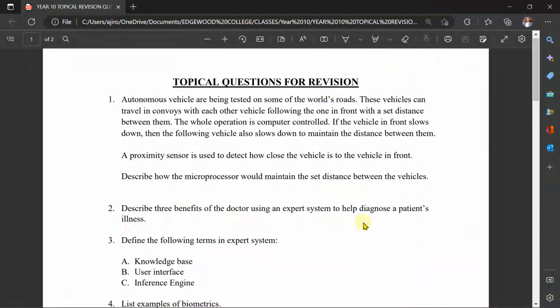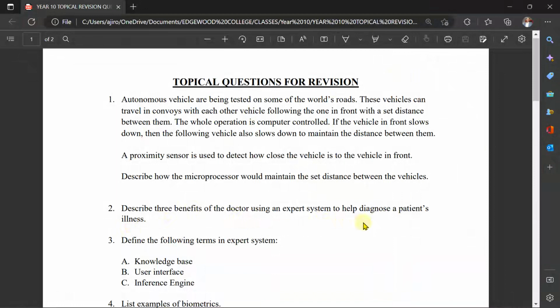Now, question 3, define the following terms in expert system. We have discussed the expert system in the previous video, so you might want to check that out in part 1 or part 2. Just go through it. Trust me, there are things you're going to see there that I really touched on. So we have the knowledge base, the user interface, and the inference engine. So let's look at it.